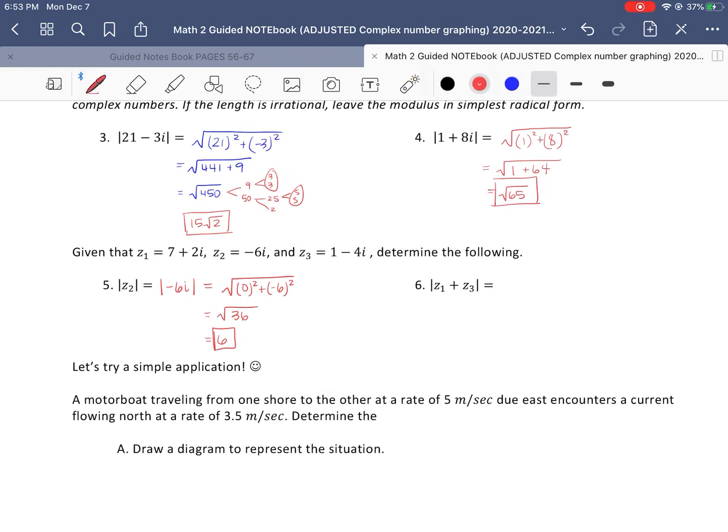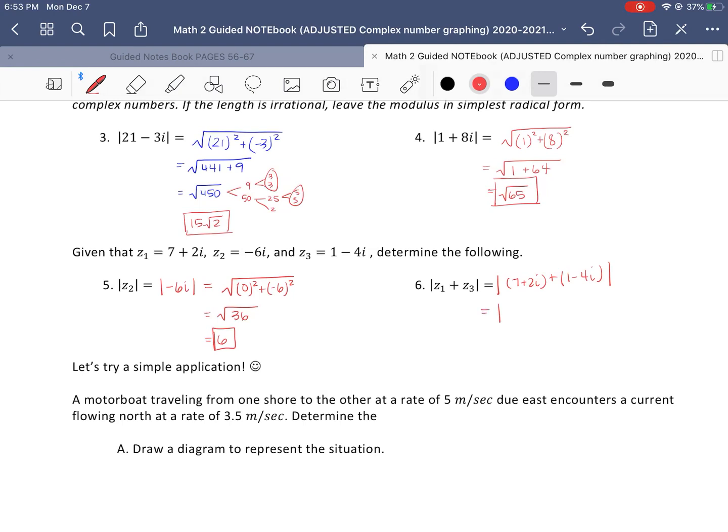All right, the next one says z1 plus z3, and we're finding the modulus. So I'm going to write modulus. I'm going to put z1 in here, so we're going to put 7 plus 2i plus z3, which in this case is 1 minus 4i. And here's our modulus there.